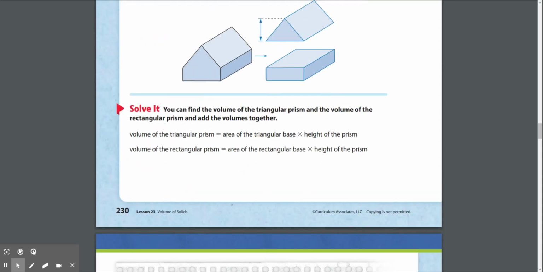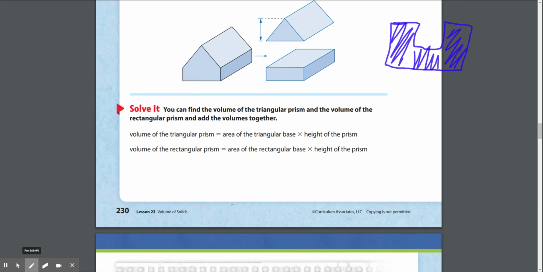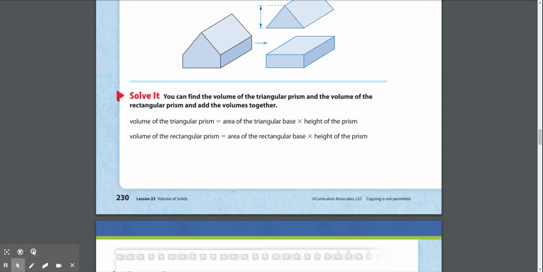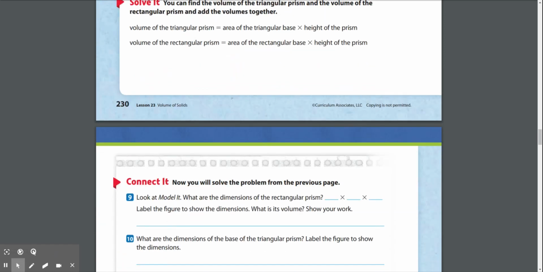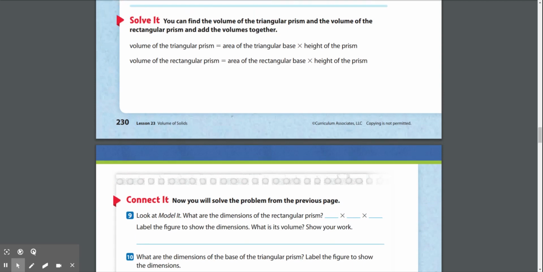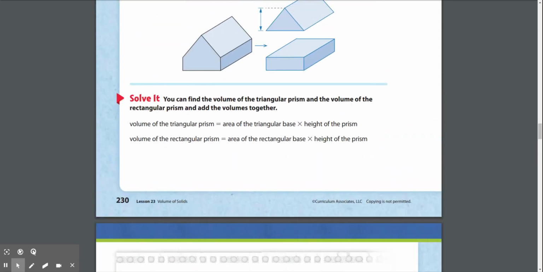So we can find the volume of the triangular prism and the volume of the rectangular prism and add the volumes together. Kind of like when we were doing those things with the area where we had the pool cover that looked like this, where we had to figure up the area of this part, the area of this part, the area of that part, and then add the three together. It's the same general principle, only now instead of doing it with 2 dimensions, we're doing it with 3 dimensions. We're building on what we already learned. So what are the dimensions of the rectangular prism?